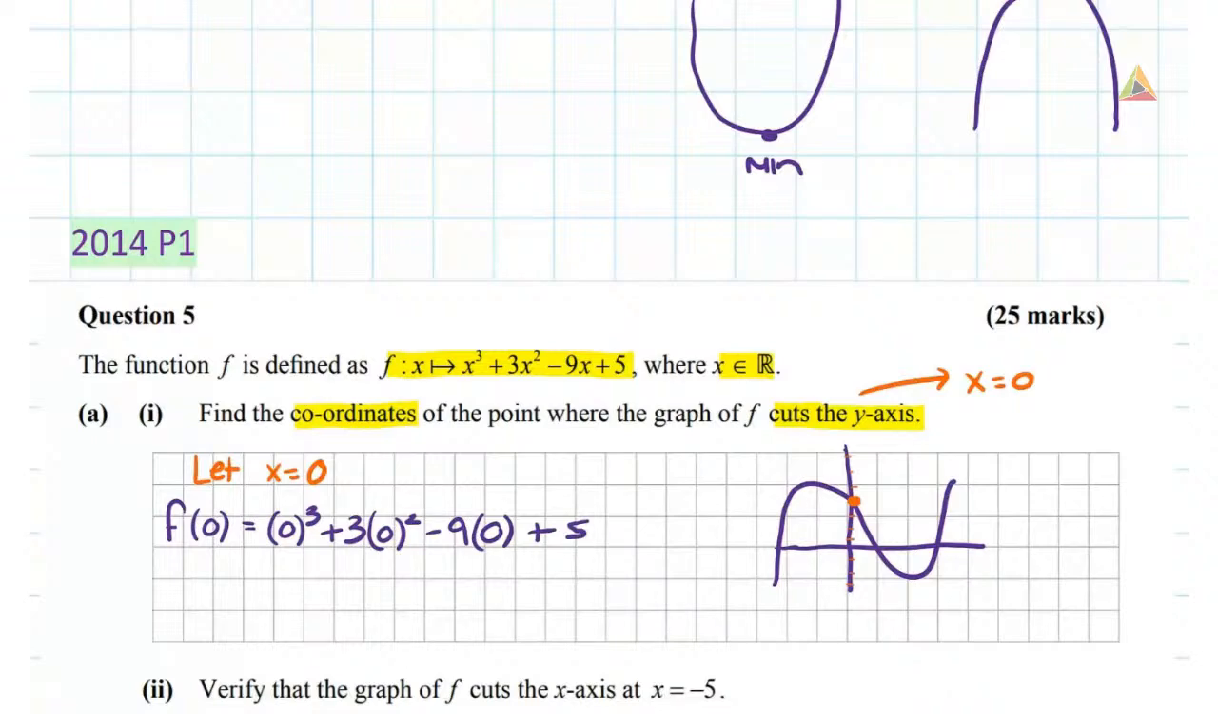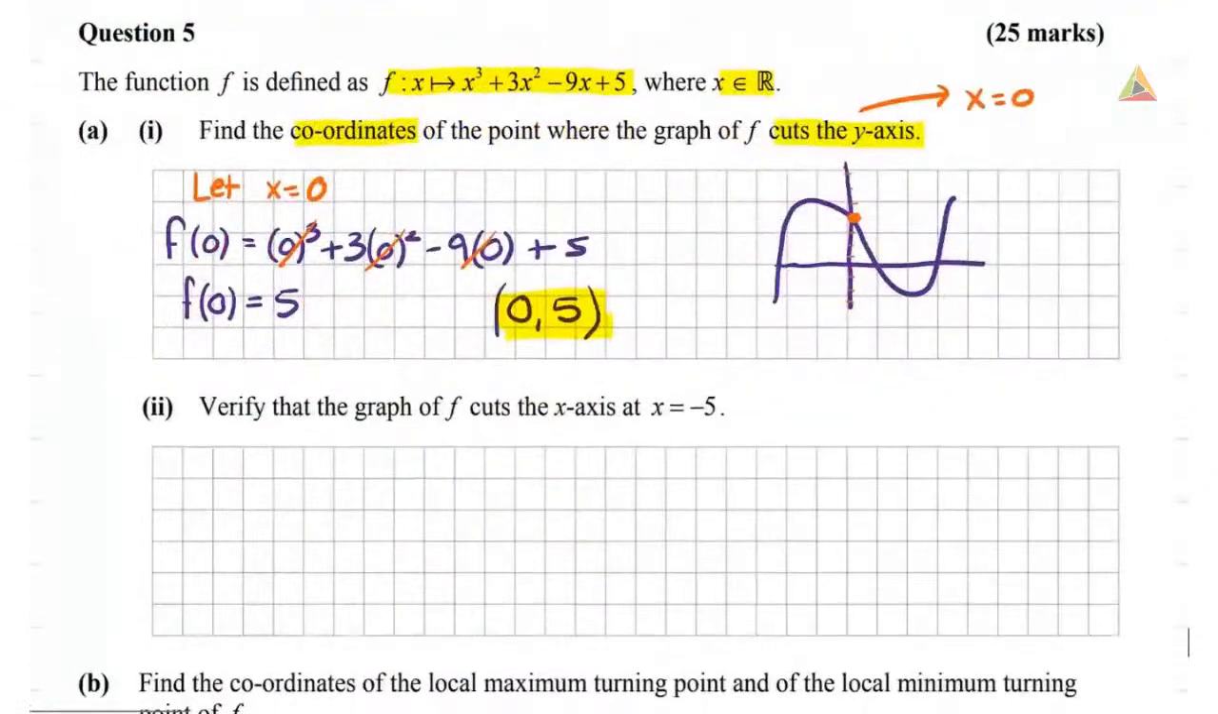And you'll see then what happens is that term, and that term, they all end up cancelling out and we end up getting f of 0 is equal to 5. So that tells me that my coordinates are, well, when x is 0, because that's what we subbed in, our y, or our f of x, because they mean the same thing, is 5. So the coordinates of the point where the graph cuts the y-axis, as asked for in the question, are 0 and 5.